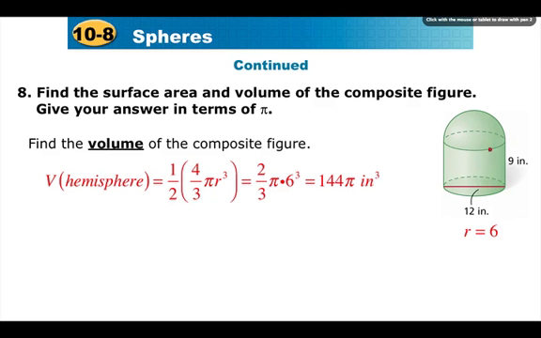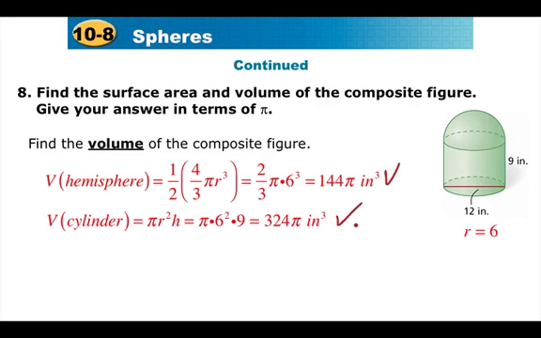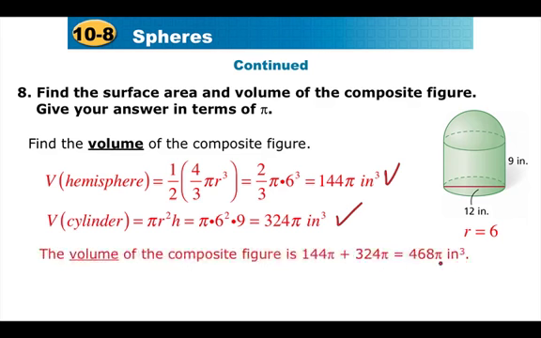Then I need to find the volume of the cylinder, which is pi r squared times the height. Substitute the r and the height, and then I end up with 324 pi cubic inches. To find the total volume, I need to add these 2 numbers, and that's the answer. And this basically concludes video 10.8.